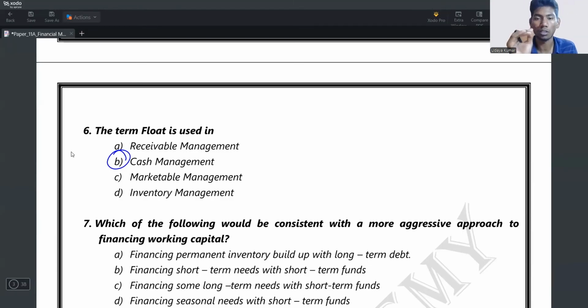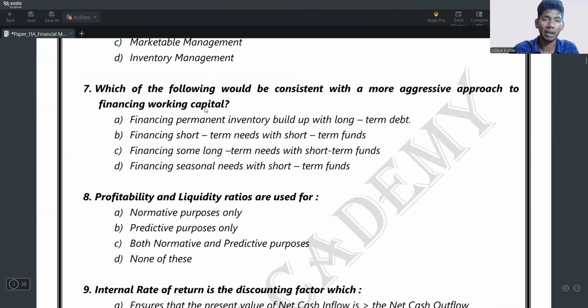So float is included in cash management. There are two types of float; you can try to recollect: collection float and disbursement float. Float is a key concept in cash management because it affects how a company manages its liquidity and available cash on hand. So the right answer is cash management.